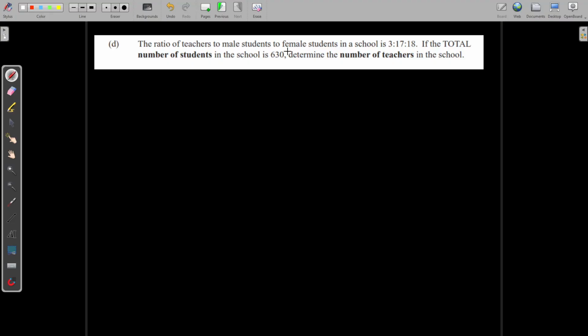in that particular school. So the ratio of teachers to male students, so this 3 here, and it doesn't mean 3 teachers, you know, so don't get that twisted. It doesn't mean we have 3 teachers in the school, because I know someone is going to say that there are 3 teachers. So we need to find the total ratio of students.